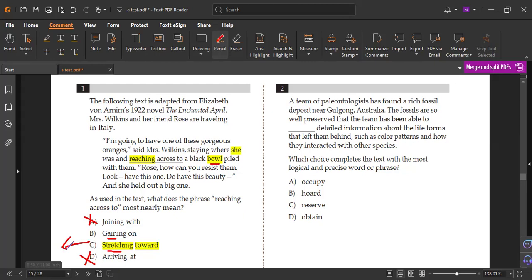You catch it? Let's find any evidence to help us. He said, Rose, how can you resist them? Look, have this beauty. And she held out a big one. But she was trying to get something. Feel it? And he tells her, I'm going to have one of these. But she was going to get the bowl. Do you see? So she stretches her body to touch it to get something. Now let's try number two.